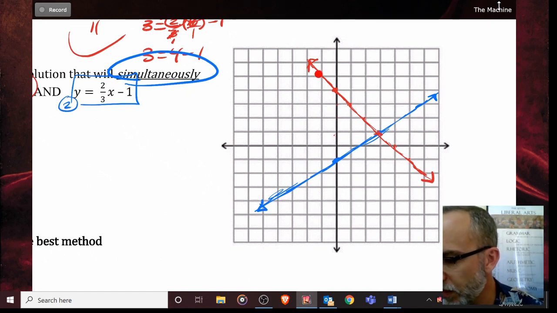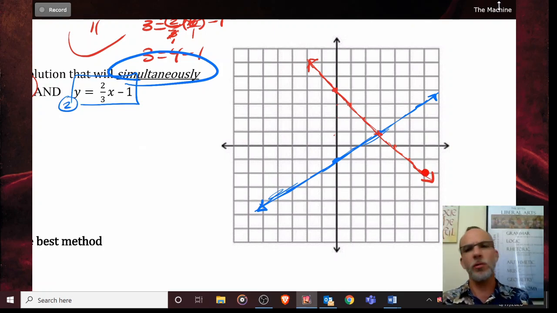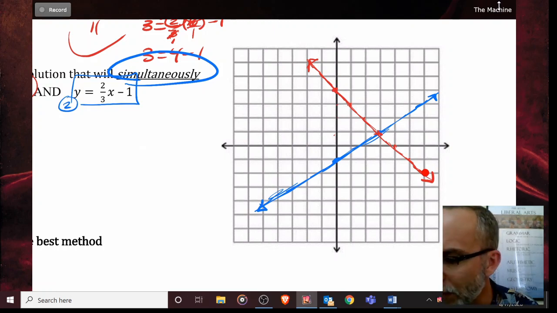There's this point, and then there's this point, and this point, and this point, and that point, and that point. There's probably an infinite number. There are an infinite number of points that solve the red equation because it's got an infinite number of points on the graph. Okay? What about the blue one?